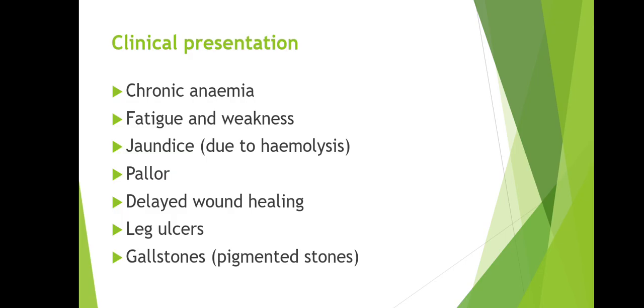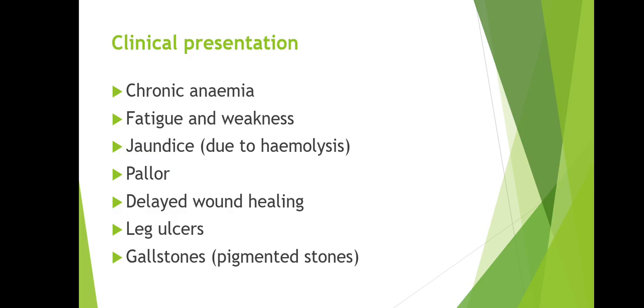Then they are more likely to have jaundice. Why? Because this is happening due to hemolytic crisis. There is going to be hemolysis, breakdown of red blood cells, because the lifespan has reduced. Then there is going to be pallor. Why pallor? Because the normal hemoglobin that adds the color red to blood has been malfunctioned. It has been altered.